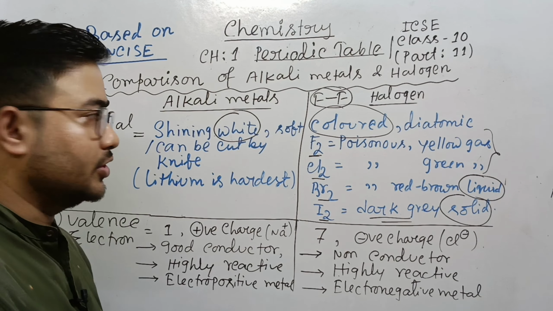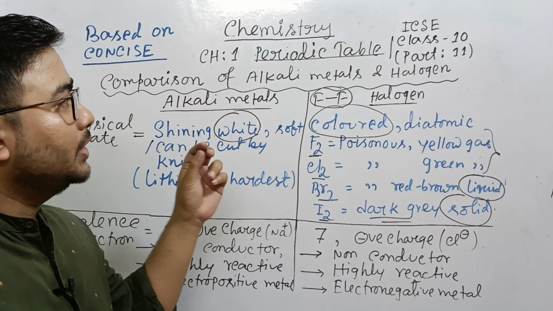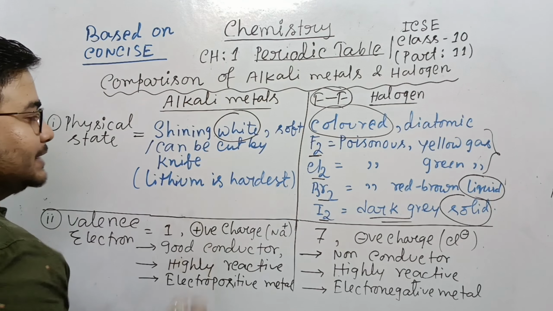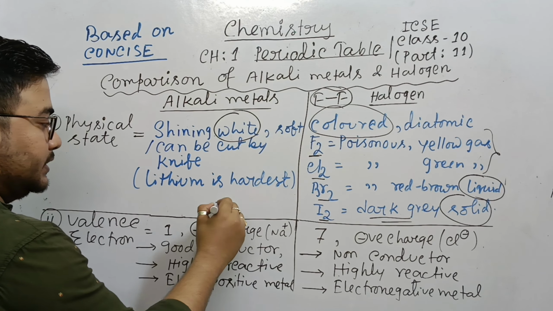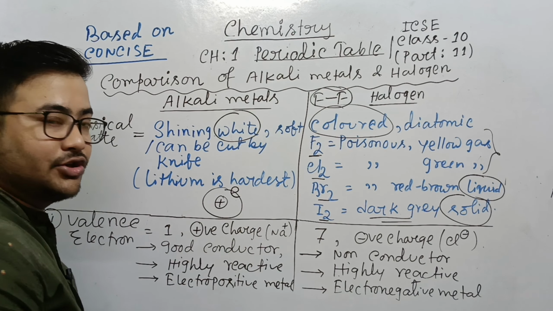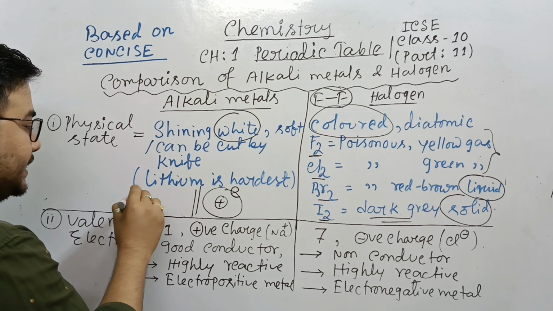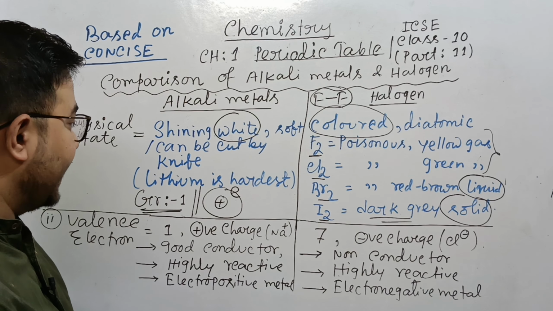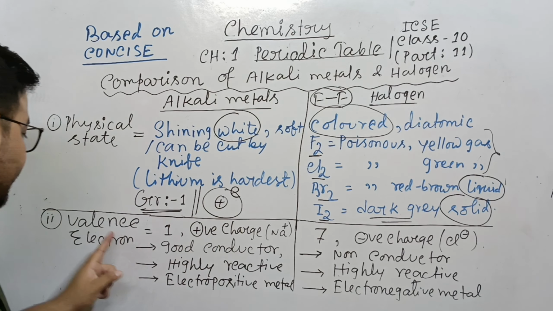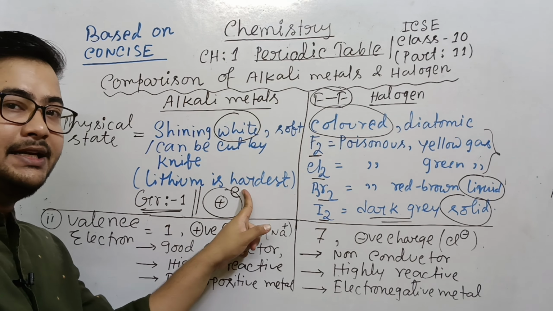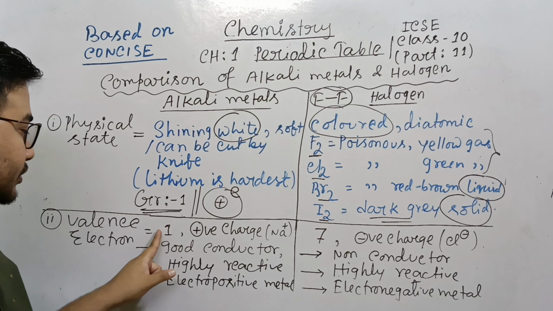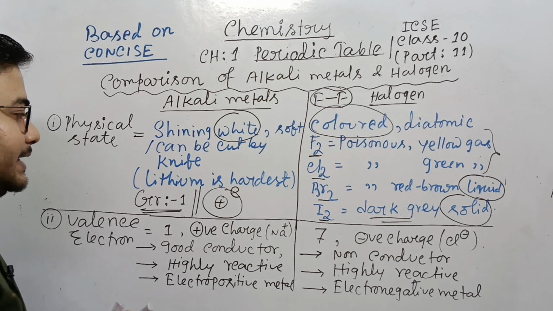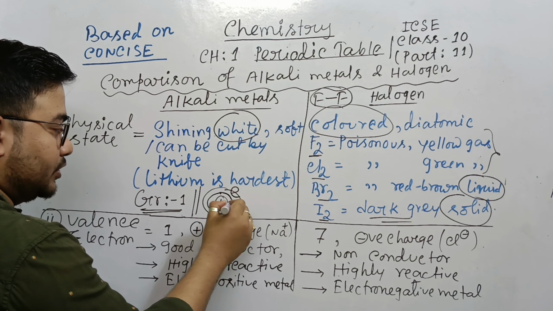Now valence electron. If you already prepared Part 1 to Part 10, you can easily tell this answer. In the case of alkali metals, the last shell contains 1 electron, and alkali metals are present in group 1. See, valence electron means the electron present in the last shell. So since the last shell has 1 electron, what is the valency of alkali metals? 1.